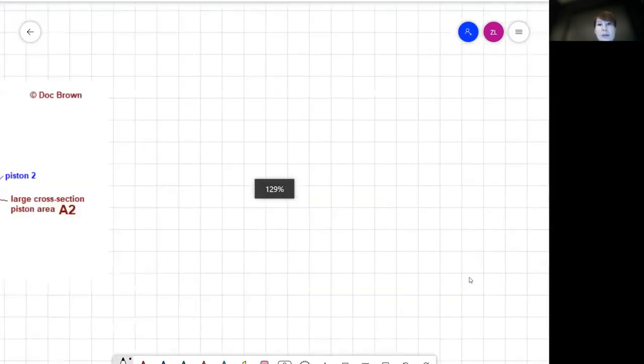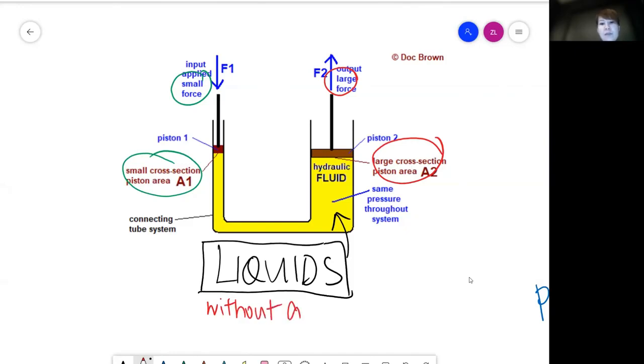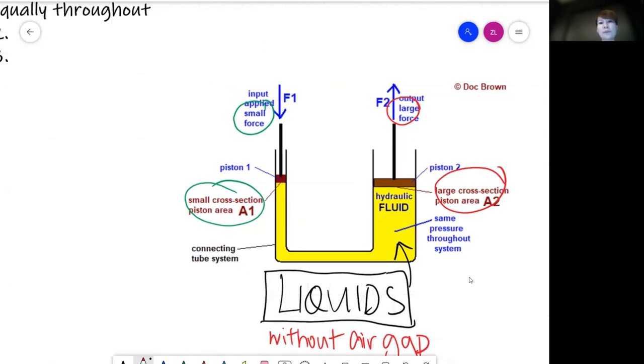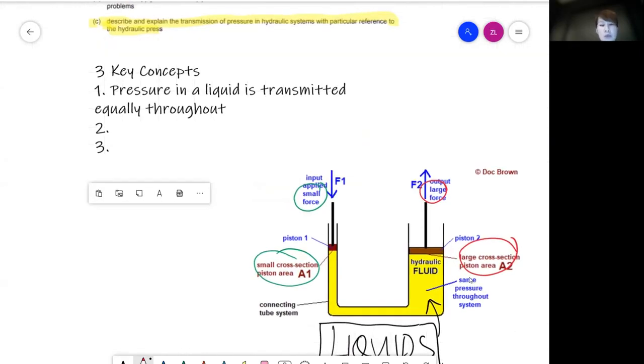Okay, so let's go back to the diagram. In a hydraulic system, liquids are always used simply because of the ability to transmit pressure equally throughout. Now take note that there cannot be any air gaps in the system itself, because the air will reduce its efficiency. Okay, so first and foremost, we have gone through the first key concept, which is pressure in a liquid is transmitted equally throughout.